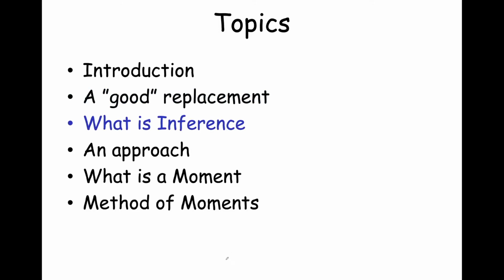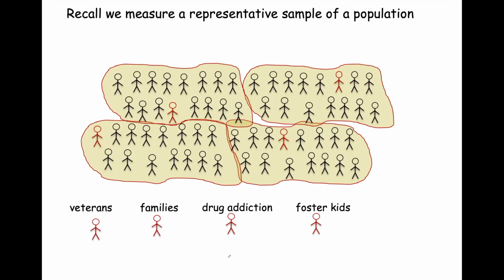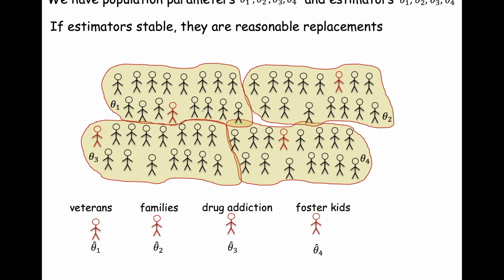So let's look at what this inference idea is. Recall we have a population, and we looked at a theoretical example concerning the homeless population, and we said this is a hierarchical population, which was our working assumption. It's a simplified assumption. And we said it consisted of 4 main subgroups: homeless veterans, families, those struggling with drug addiction, and aged out foster children. And so we have floating around in this population 4 population parameters, ground truth, theta 1, theta 2, theta 3, and theta 4.